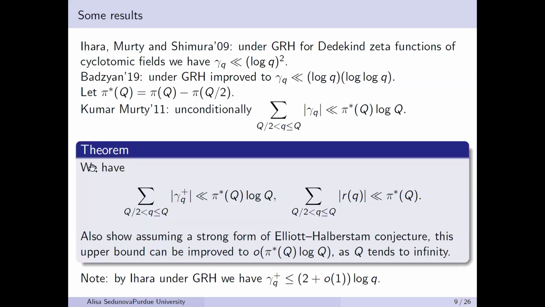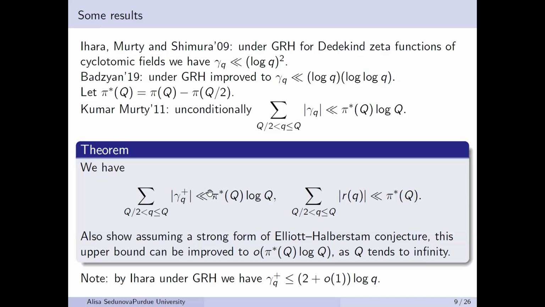Okay. And what can we know under GRH for gamma Q now? Under GRH for the Dedekind zeta function, we have that gamma Q is bounded by log Q squared, and then it was improved to log Q log log Q. Of course, in analytic number theory, we cannot give a talk without multiple logs. Let me just, for simplicity, assume that P star of Q denotes the number of primes in the dyadic interval, so between Q over 2 and Q. Then Kumar Murty unconditionally proved that if we sum the absolute value of gamma Q over this dyadic interval, then we get P star of Q times log Q. So this is roughly Q, with a constant, but it's more convenient to write it this way.